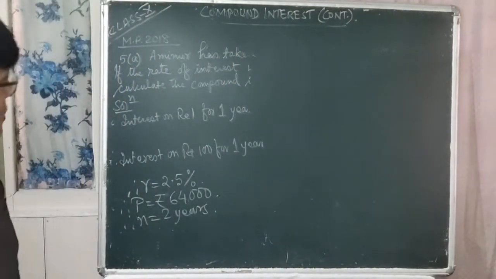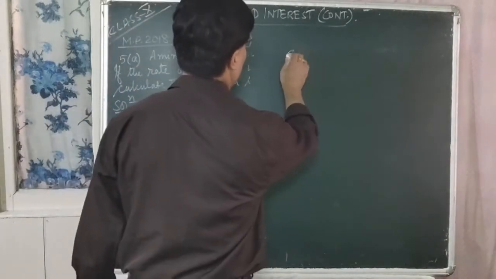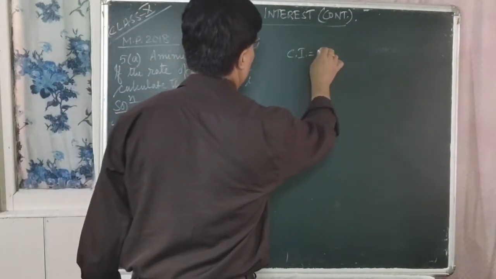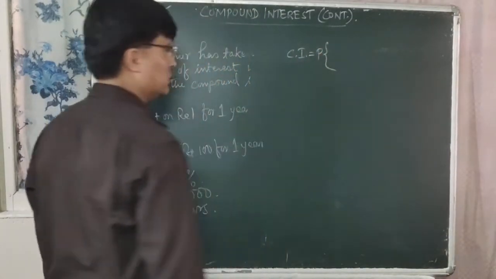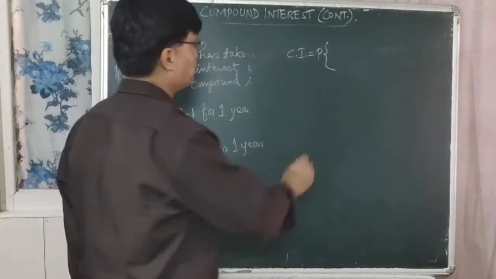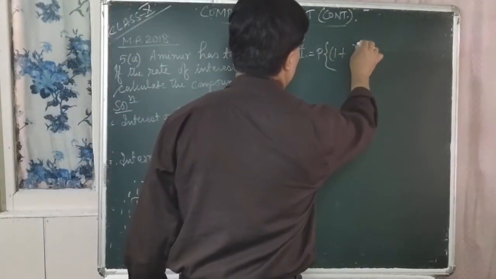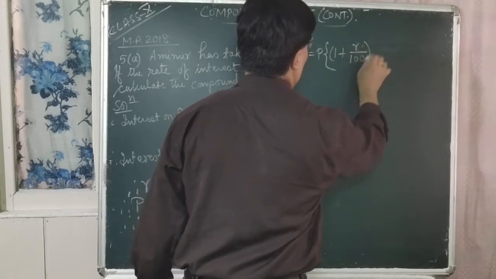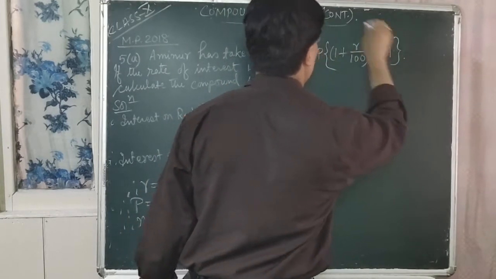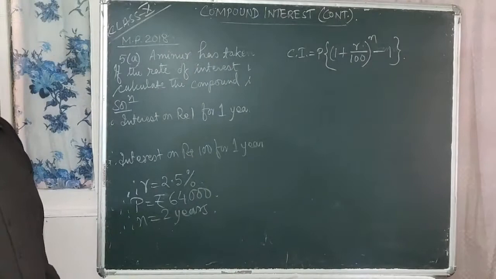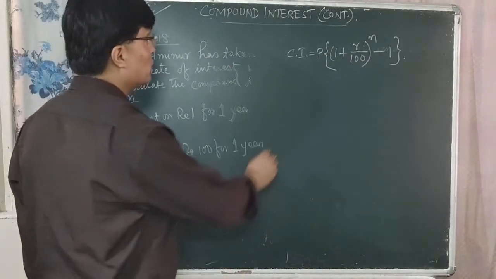So now let us write down the formula for CI, compound interest. CI is equal to P, now within second bracket, 1 plus R upon 100 whole to the power n minus 1. Second bracket is closed. So let us put the values.